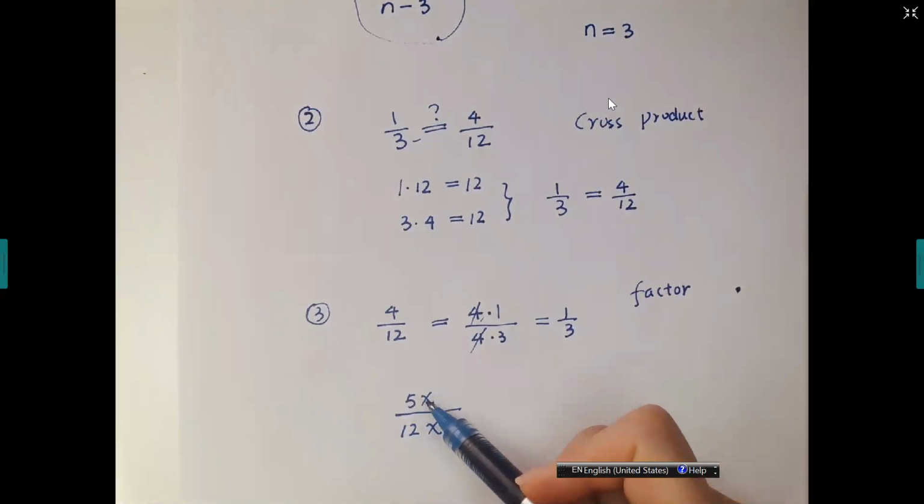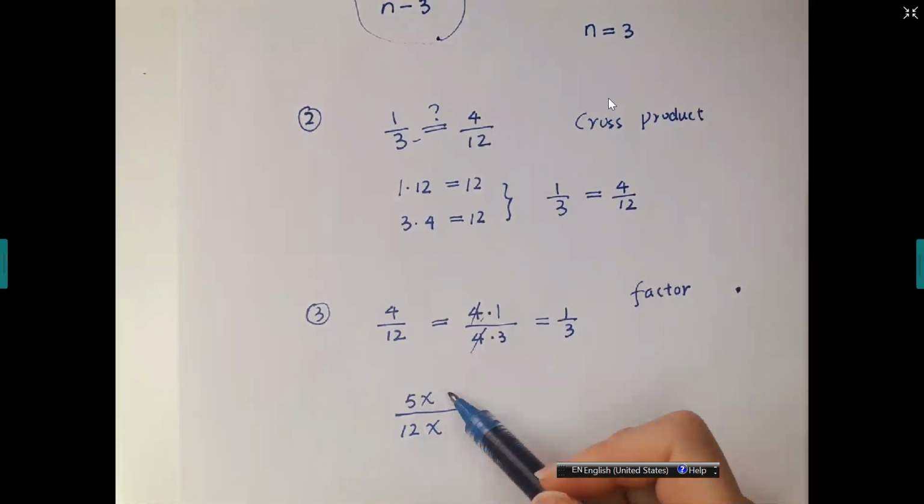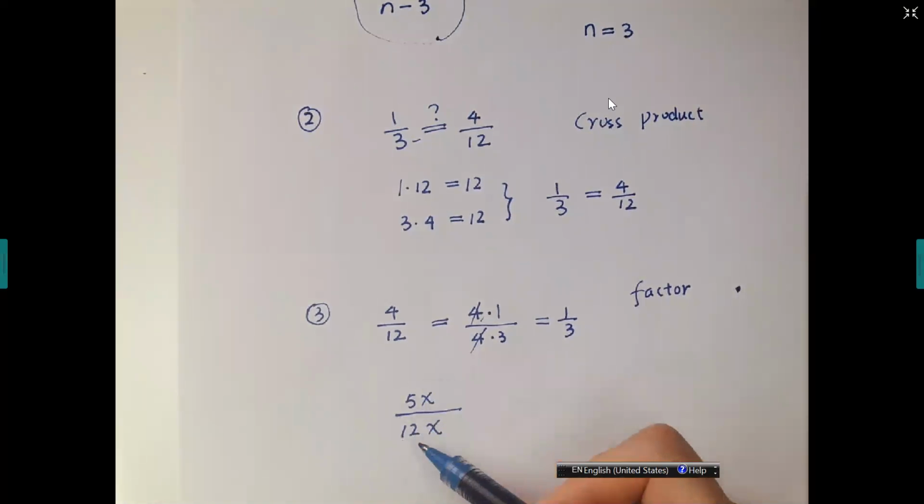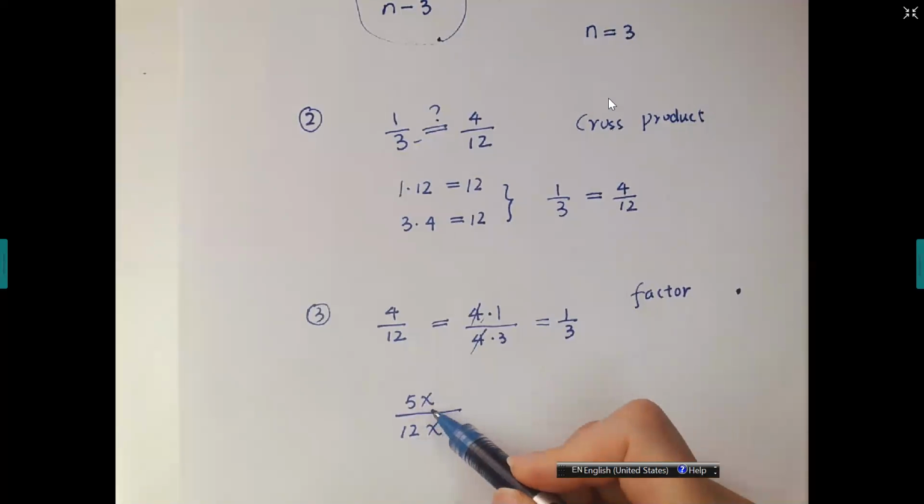This is the numerator. This is the denominator. 5 times x means 5x. 12x means 12 times x. Now we want to see, can we simplify this rational expression? Can we? Yes. Why? Because both the numerator and denominator have a factor x.